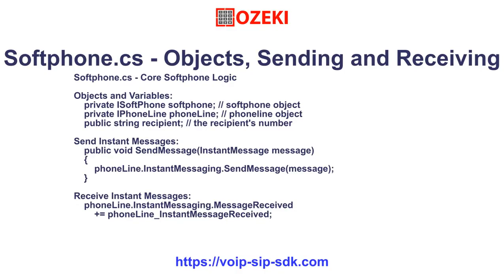To send instant messages, the softphone class uses the phone line's instant messaging object to call the send message method, passing an instant message that contains the recipient's number and the text content entered by the user. To receive instant messages, the application subscribes to the phone line's message received event, which fires a callback that displays the incoming message's sender and content to the console, all without ever establishing a voice call.